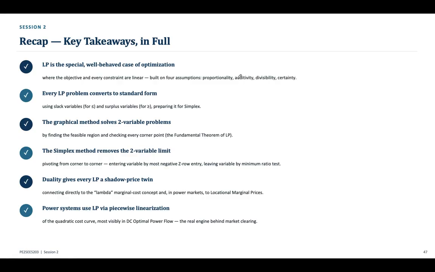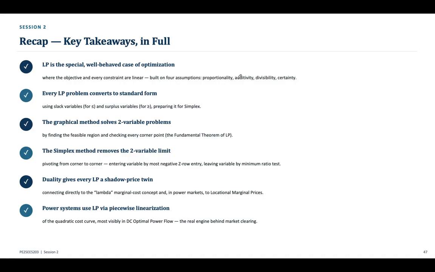Simplex removes the two variable limitation. It moves algebraically from one basic feasible solution to another, selecting an entering variable from the objective row and a leaving variable using a minimum ratio test. Duality gives us another view of the same problem. Instead of asking only how to allocate resources, we can ask what those resources are worth at the margin.